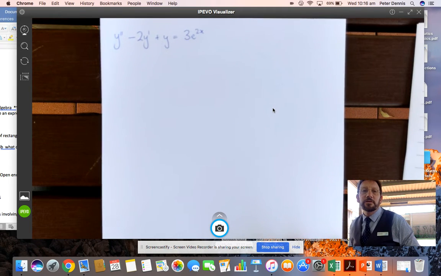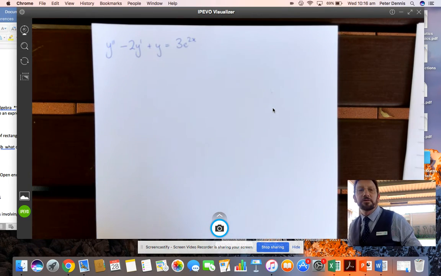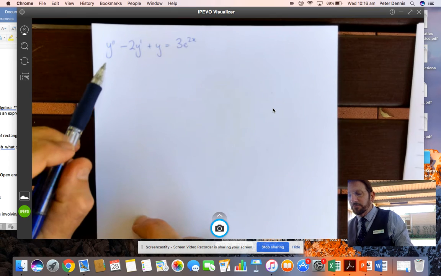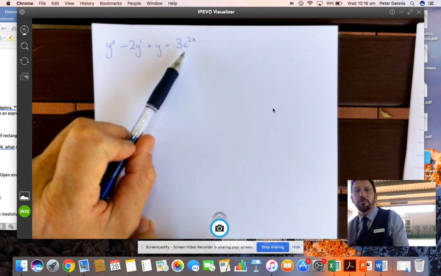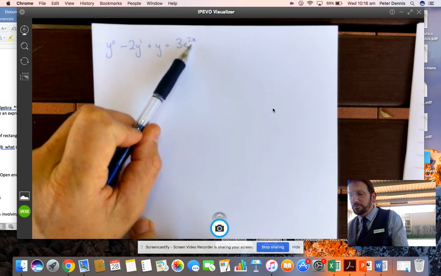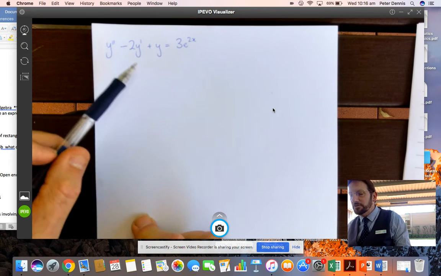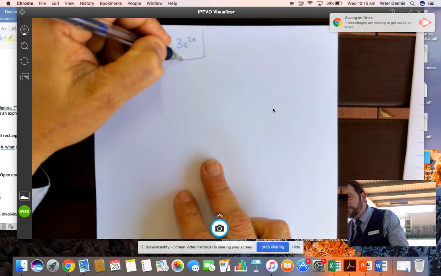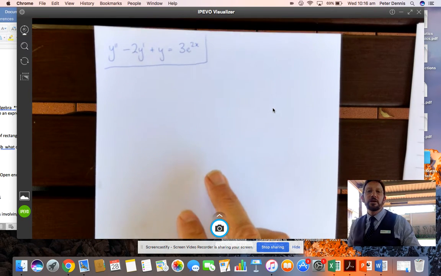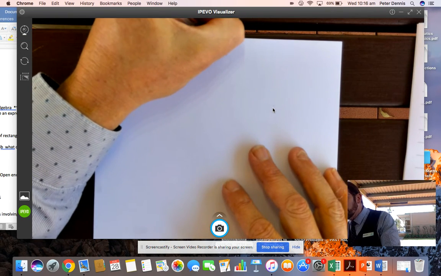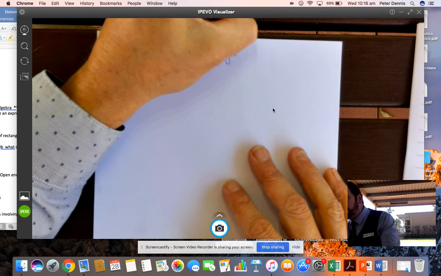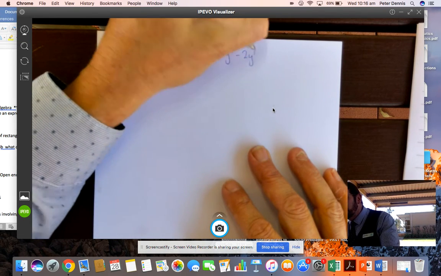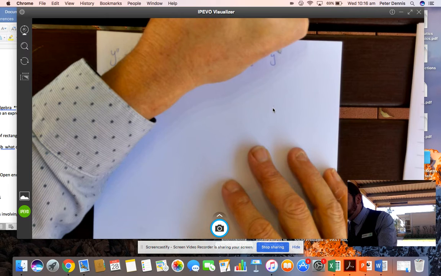Okay, here's the next type of second order differential equations that we're going to deal with. And this is just an inhomogeneous one. So if it was a homogeneous one, there'd be a 0 here. This is just inhomogeneous. So how do we solve this? Now, the first step is we take this and we're just going to write it as a homogeneous equation. So y double dash minus 2y dash plus y equals 0.